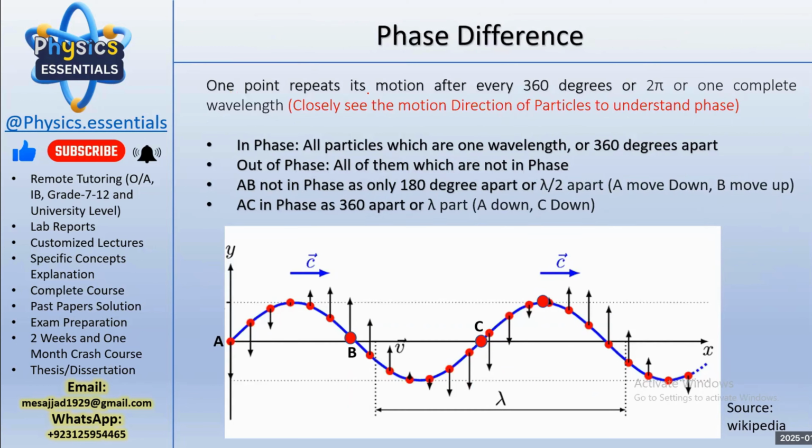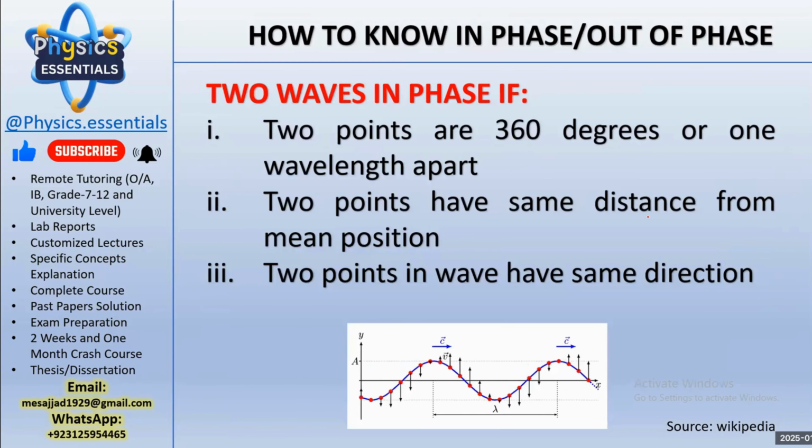For example, A and C. You can see that A is moving down and C is also moving down, and the distance between the two is 360 degrees, or one wavelength, right? If this is your D, this 1D makes 180 degrees difference, right? So 180, 180, 360. So 2 points A and C are 360 degrees apart. Condition one is satisfied.